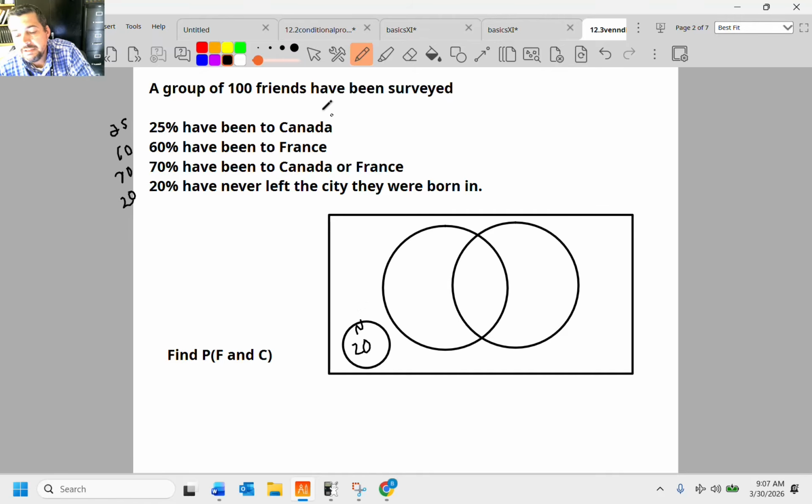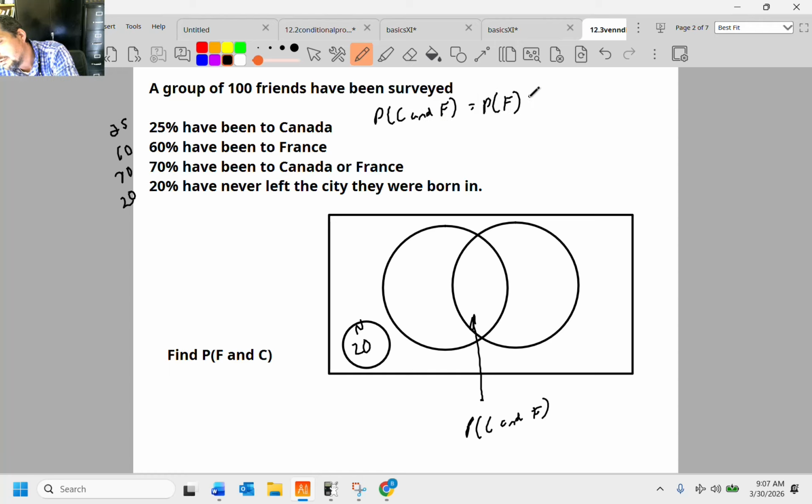But anyways, now I need to know what this is. This is the probability of Canada and France. It's the overlap. The probability of Canada and France should be the probability of France plus the probability of Canada minus the probability of Canada or France. So the probability of France is 60 kids, or 60%.